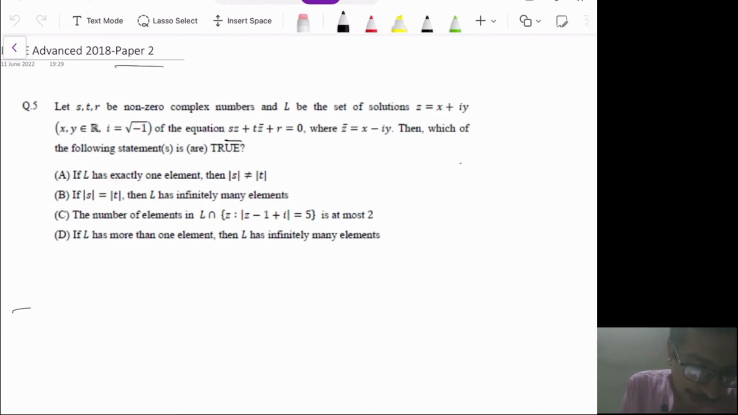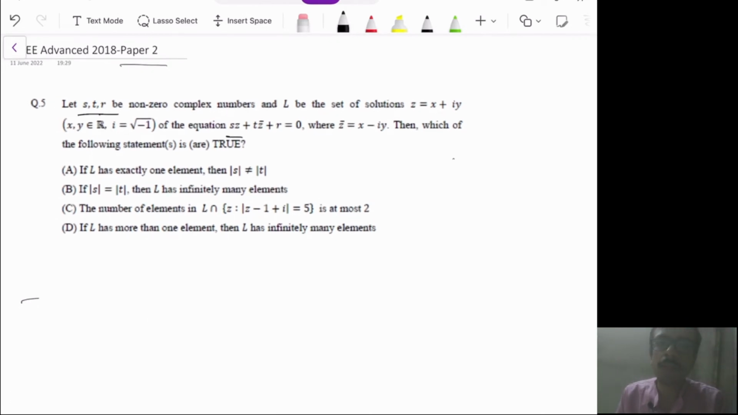So here we are given that s, t and r are non-zero complex numbers, and L is the set of solutions z = x + iy which satisfies the equation sz + t z bar + r = 0. So here z bar is x minus iy. Then which of the following statements are true? First one says that if L has exactly one element, then mod s is not equal to mod t. Second one says that if mod s equals mod t, then it has infinitely many elements. The third one says that the number of elements in the set L intersection {z : |z minus 1 plus i| = 5} is at most 2. And the fourth states that if L has more than one element, then it has infinitely many elements.